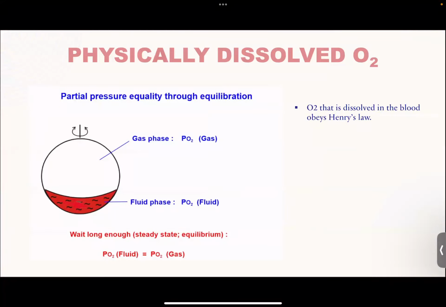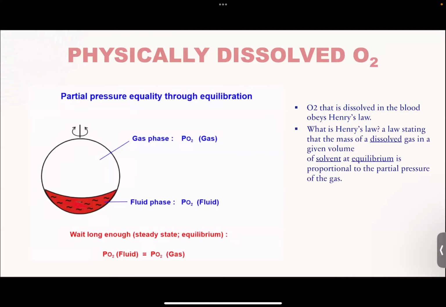Okay, oxygen that is dissolved in the blood obeys Henry's law. So, what is Henry's law? It's this simple. It's a law that states that the amount or the mass of a gas in any given volume of fluid or solvent is going to be proportional to the partial pressure of the gas. So if we know the partial pressure of the gas, we know how much pressure this gas is exerting, we can kind of make out how much of that gas is going to be present in the fluid as well.